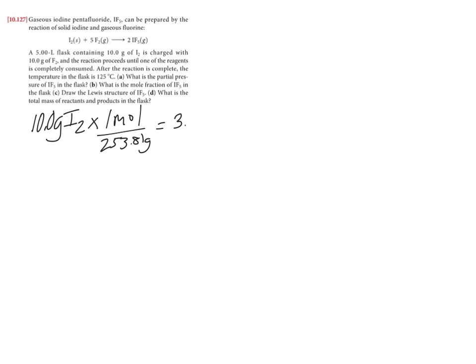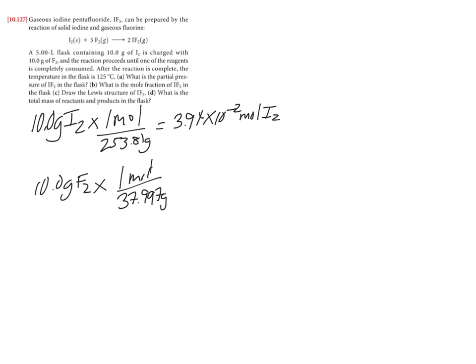Again, convert to moles. Take a look at the mole ratio. Well, this time it's 1 mole of iodine to 5 moles of fluorine gas. And we find that after comparing the moles with that mole ratio, iodine is the limiting reactant, and that we only need 0.197 moles of fluorine, and we have 0.263. Those numbers are important later on when we get to part B, so keep that in mind.